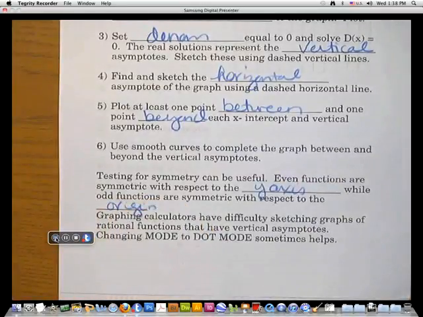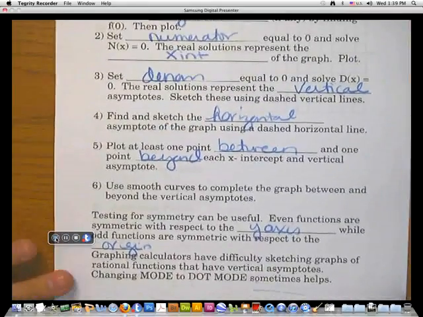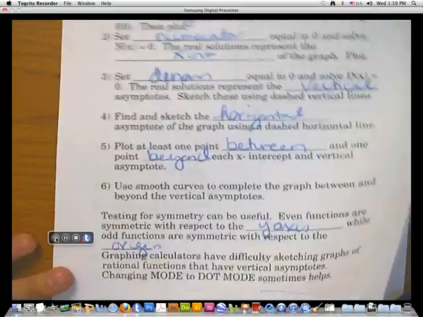And graphing calculators do have a difficulty. So sometimes it's easier to change it to dot mode. Sometimes that helps. It's up to you if you want to do that.